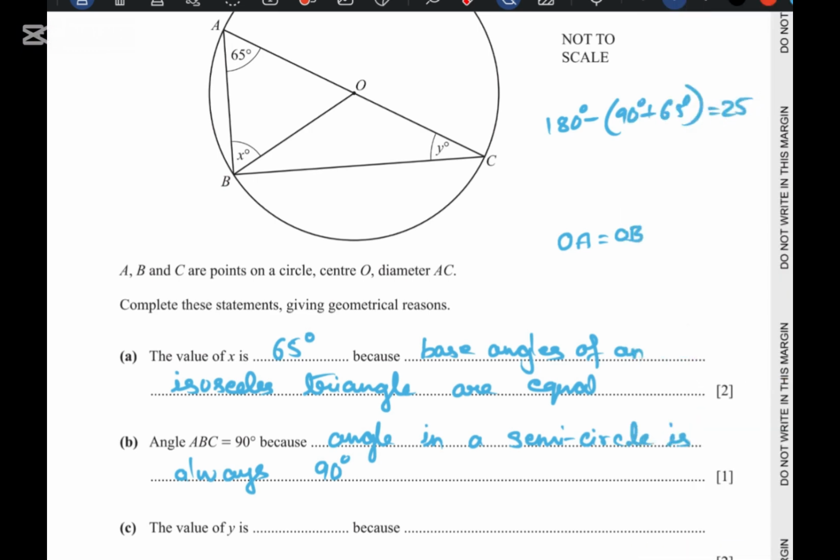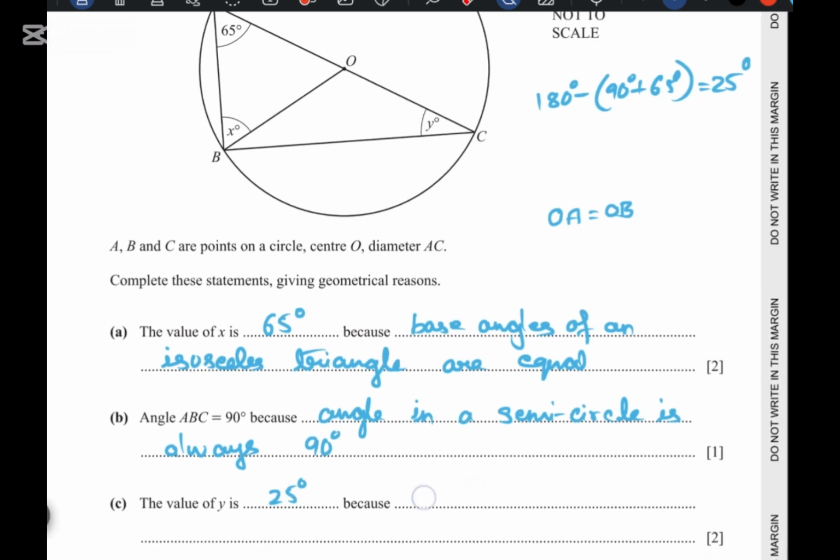So the answer for this is y is 25 degrees because angles in a triangle sum up to 180 degrees. This question is done.